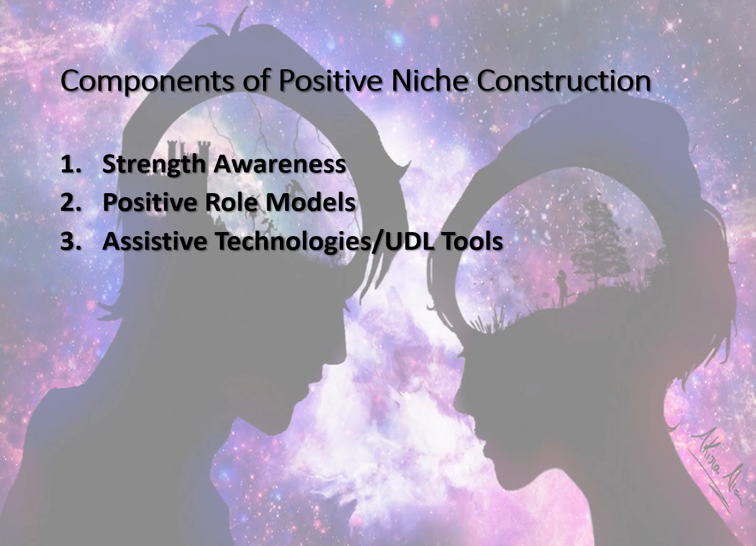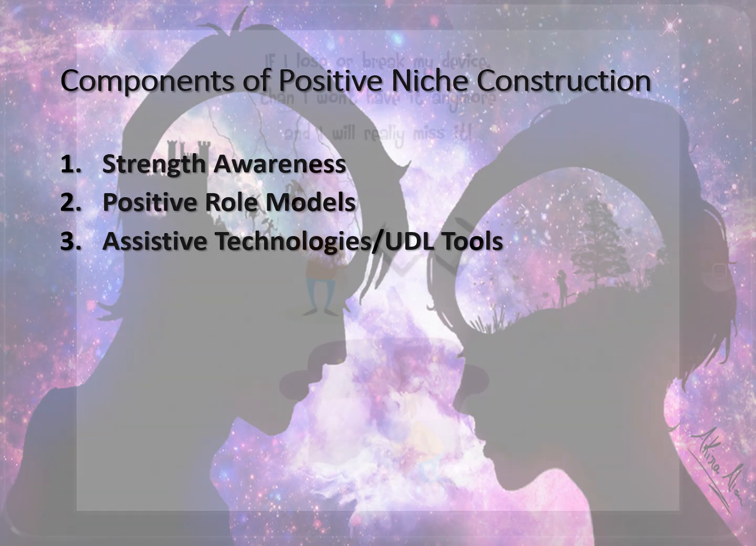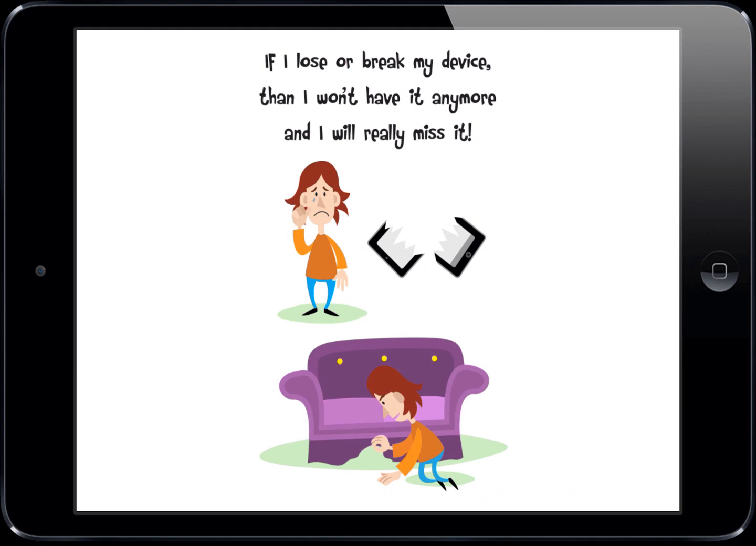A little bit about assistive technologies and universal design for learning tools. We have a number of apps out there, quite a lot of them, that are called social stories, which take kids through social rituals and show them how to navigate their way through. And I think this one caught me. I'm not sure what app it's from, but the story goes, if I lose or break my device, then I won't have it anymore and I will really miss it. Here we have an if-then. And it suggests to me that if-then approaches to discipline or to what to do and what not to do during a social event may have an impact on helping these individuals cope in the social world.